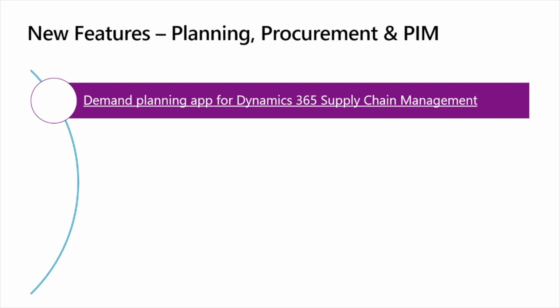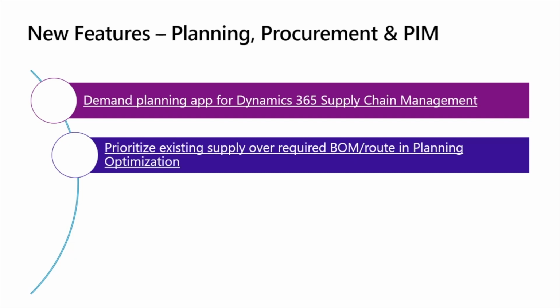It will also provide disruption readiness with the interactive and fast what-if analysis, as well as effective collaboration throughout the planning cycle, and increase agility through the integrated planning and execution flow with the native integration with supply chain management. The next one is prioritize existing supply over required BOM or route in the planning optimization.